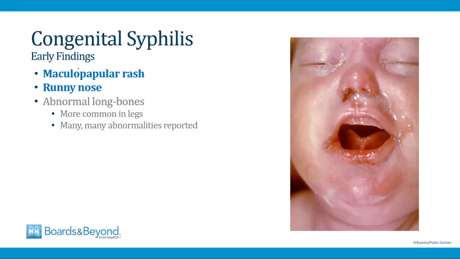The early findings of congenital syphilis were a maculopapular rash, similar to the rash you can see in secondary syphilis in the mother, also a runny nose, and then these babies were born with lots of abnormalities of their long bones. Usually it involved the legs, and there were many different abnormalities that could occur.